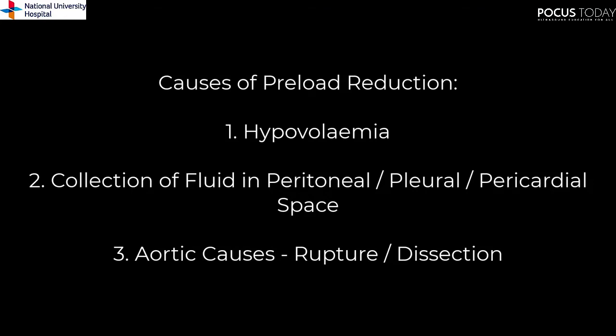We can now look at preload reduction and echo features of low preload. Common causes of preload reduction include hypovolemia from any cause such as hemorrhage or fluid loss. Other causes include large collections in the pericardial, pleural, or peritoneal space. Tension pneumothorax is another cause. Finally, we can use echo to evaluate the abdominal aorta for any evidence of dissection or rupture.